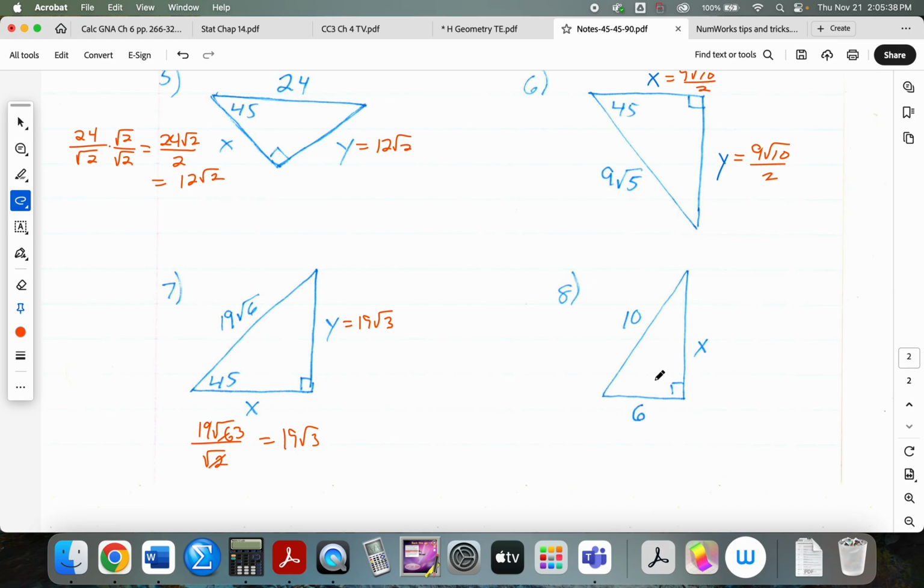So what are we going to do on number 8 then? It's not a 45, 45, 90 triangle, but it is a right triangle. It's called what? So tell me how you would set up the equation. Do you know that? Okay, yeah. 6 squared plus x squared equals 10 squared. Exactly. We're going to do the Pythagorean theorem. So that's 36 plus x squared is 100.